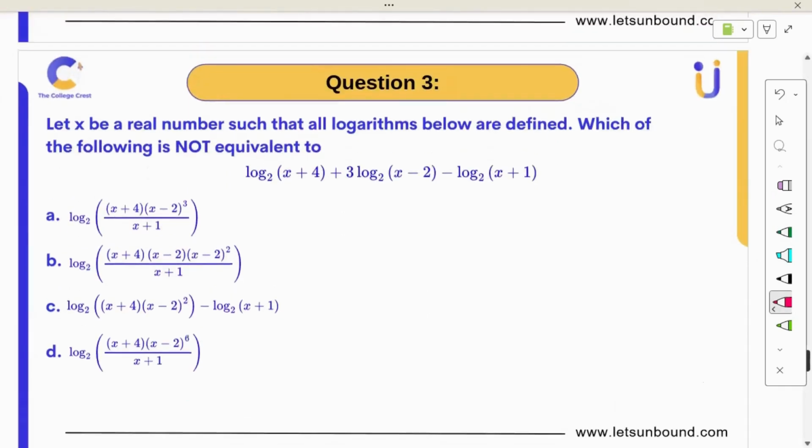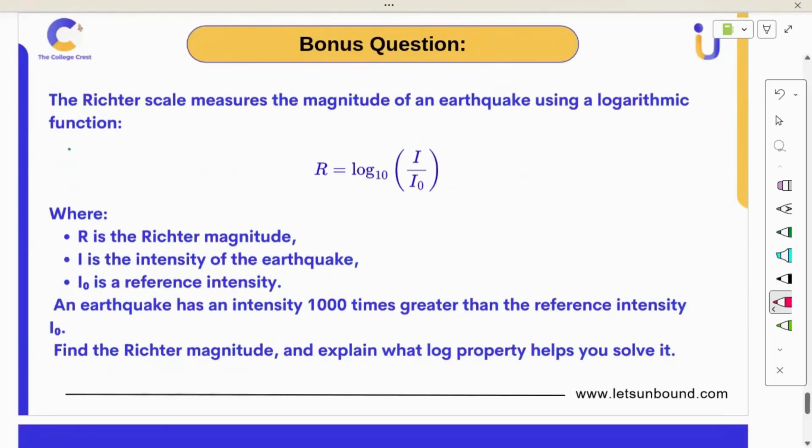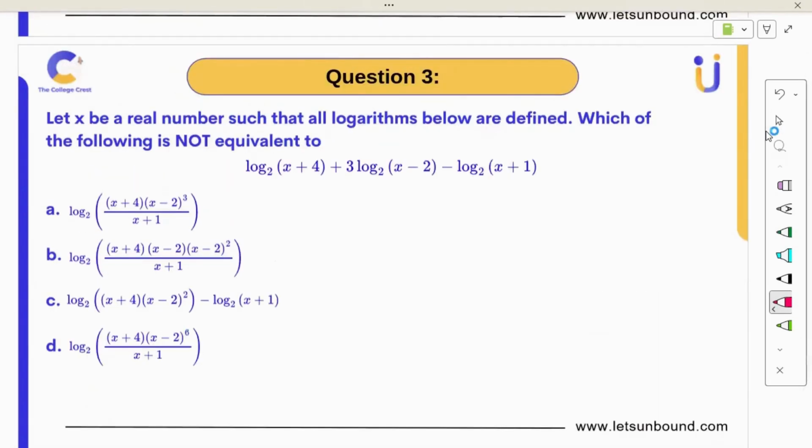Let x be a real number such that all logarithms below are defined. Which of the following is not equivalent to this? Okay, so all of them have the same base. That's a good thing. So log 2, I'm going to combine these. They will get multiplied: x plus 4 into x minus 2, the whole cube. You can't combine directly, so apply the power rule, it will go here. Okay, so you got this. And then you can combine because log doesn't have anything in front in both the cases.